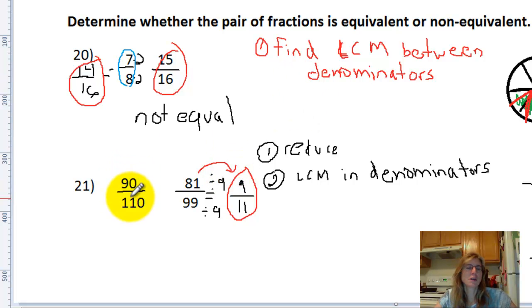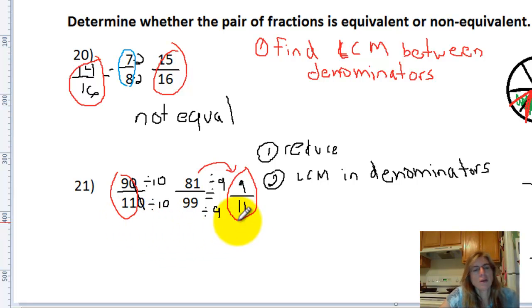I'm going to reduce 90 over 110, and if you know the trick, what you do is you cross out the zeros, which is the same thing as dividing both the numerator and the denominator by 10. So I've done the math, but just in a quicker way. And then it reduces that fraction to 9/11ths. So what have I done? I know now that they're both equivalent. These fractions are equal.